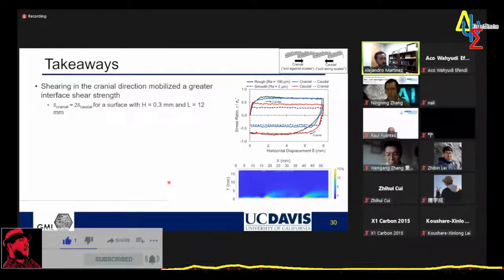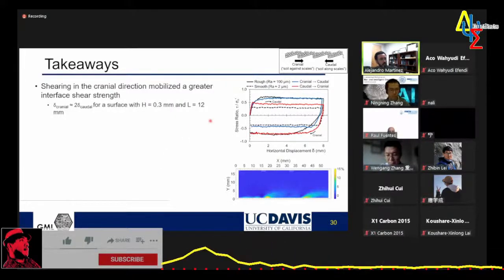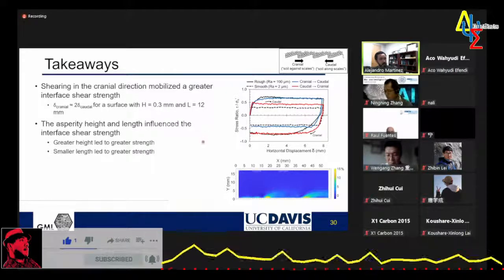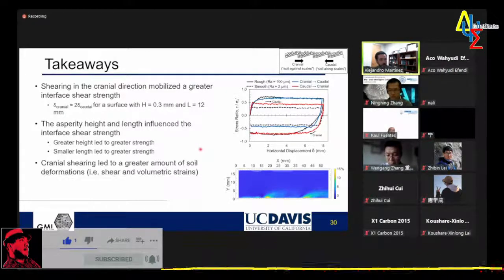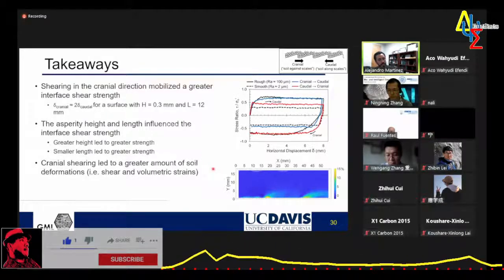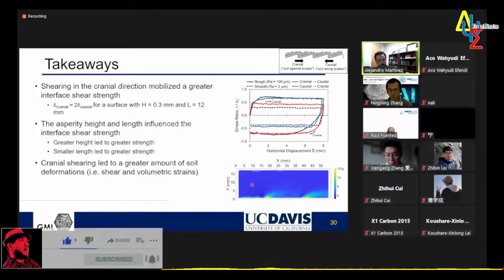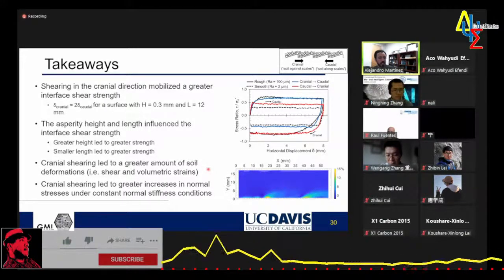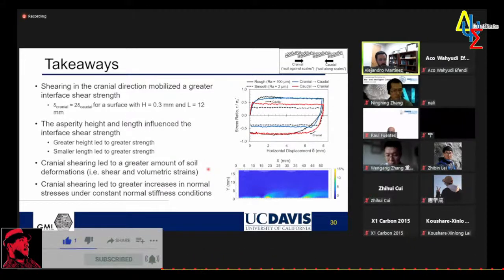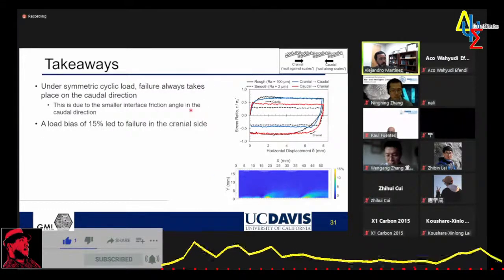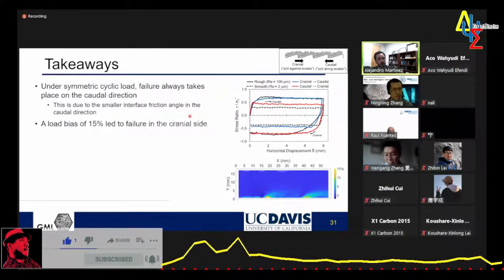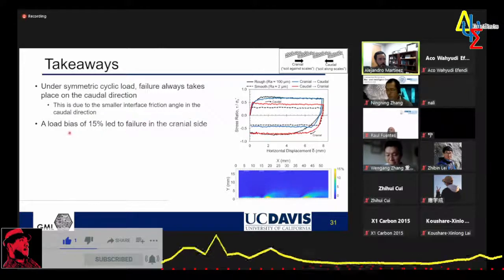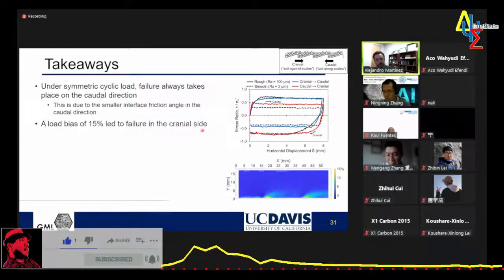So some takeaways from this: the interface friction angles are greater on the cranial side by about a factor of 2. The asperity height and length have an influence on the mobilized strength. The cranial shearing led to greater deformations in the soil, as shown by the PIV analysis. And also, the cranial shearing led to a greater increase in the normal stress. Then under symmetric loading, we always fail on the caudal side, and that's because the failure envelope has a smaller slope, and a load bias of 15% led to failure on the cranial side.